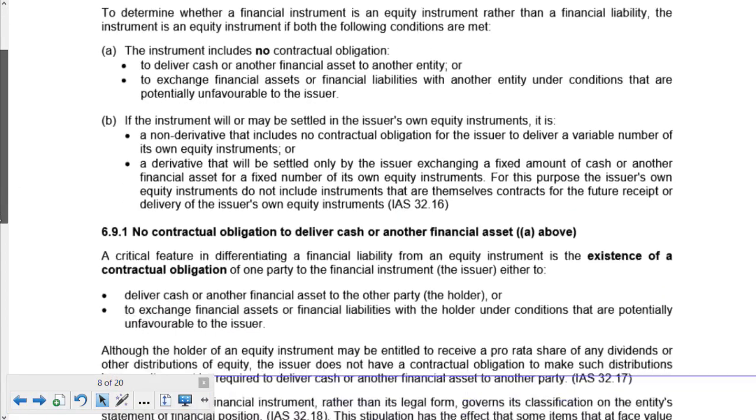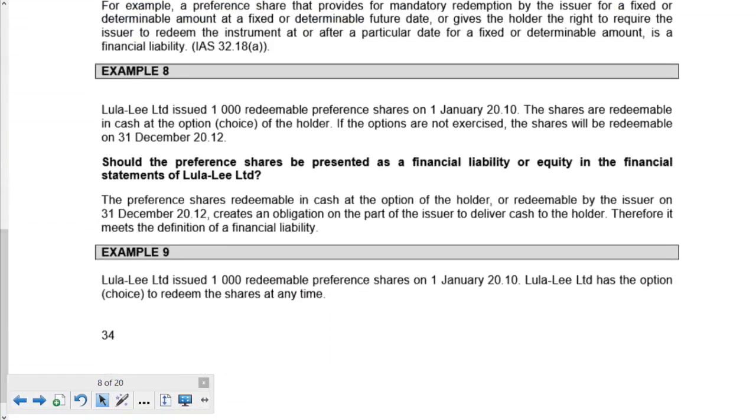I have seen in one exam a little question where they asked you about the preference shares. So in example 8, that you don't have in your handout, they go through a couple of different types of preference shares and ask the question, should these be equity or liability? So let's look at them. Lula Lee issued redeemable preference shares. They're redeemable at the option of the shareholder, and if the options are not exercised, they automatically will redeem. So the question, remember, was can the company avoid paying cash? No, they can't. So therefore, it's a liability.